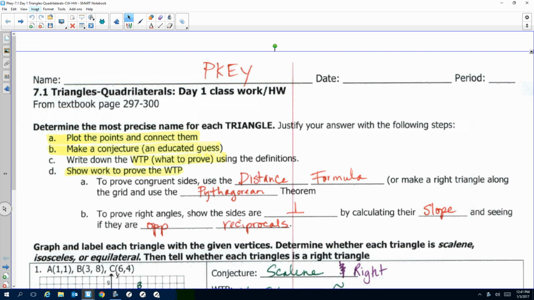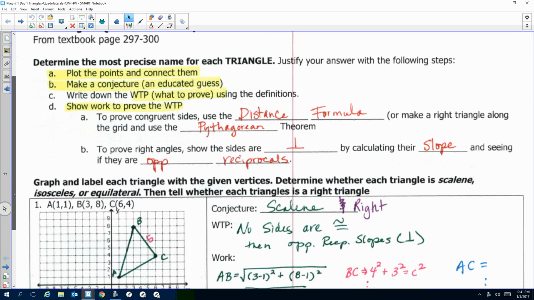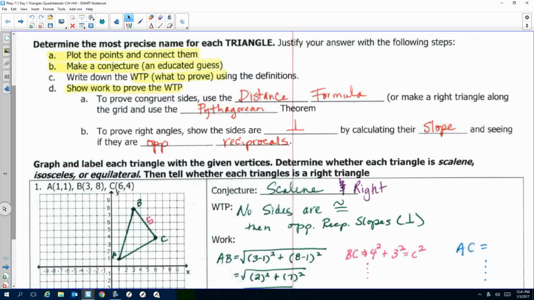Okay, so this was the partial key that was posted for day one. We're looking at polygons on the coordinate plane, triangles and quadrilaterals specifically. And then on day two, using properties of a polygon or special parallelograms to find missing points. So this was on Edmodo. Highlight.